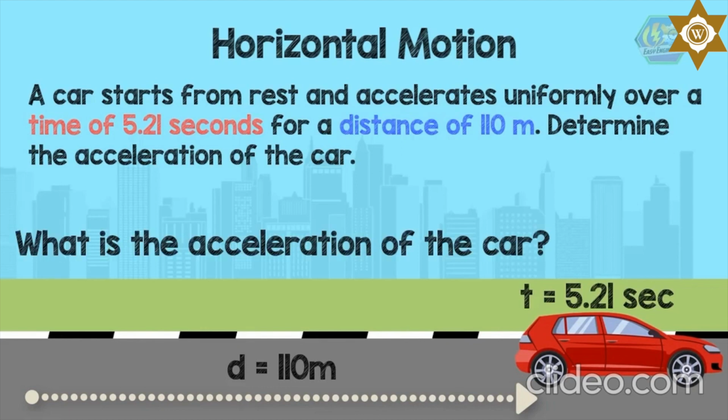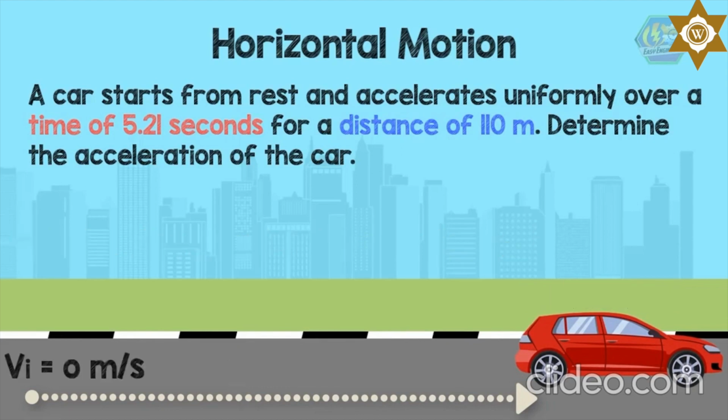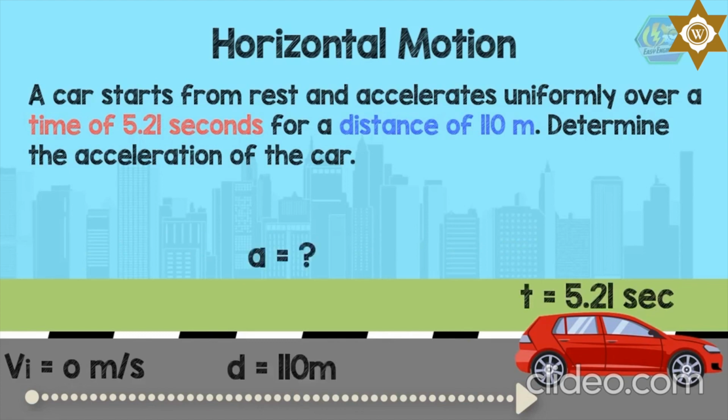We are given the initial velocity, which is 0 meters per second because it starts from rest. Next, the time, which is equal to 5.21 seconds, and distance, which is equal to 110 meters. We are asked for the acceleration of the car. So we need to find a formula that has initial velocity, distance, time, and acceleration.